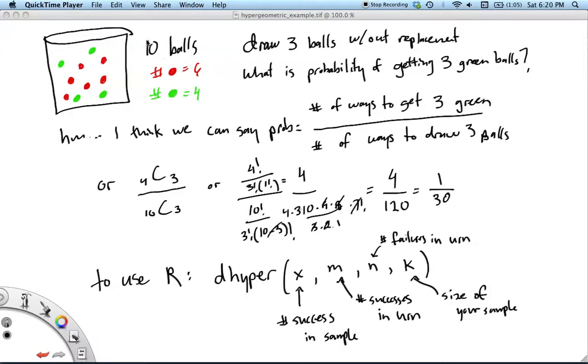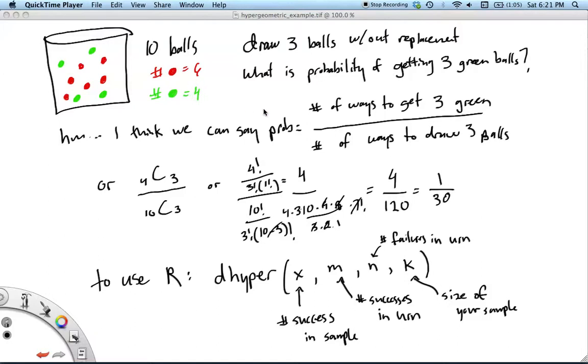So I've got this urn and it's got 10 balls in it. 4 of them are green and 6 of them are red. And my question is, I'm going to draw a 3-ball sample out of this urn. And I want to know what is the probability that all 3 of those balls are going to be green.